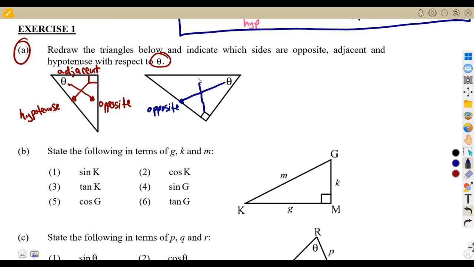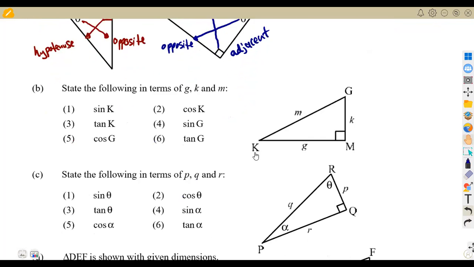90 degrees, it faces this side, and the side that always faces 90 degrees is the longest side, which is our hypotenuse in this case. So we are going to have the hypotenuse, and theta and 90 degrees, they are sitting on the same line together. They are on the same line, so they are adjacent to each other. So this is our adjacent. These two, they are adjacent to each other. So that is how we can name our angles, as long as you understand this idea.